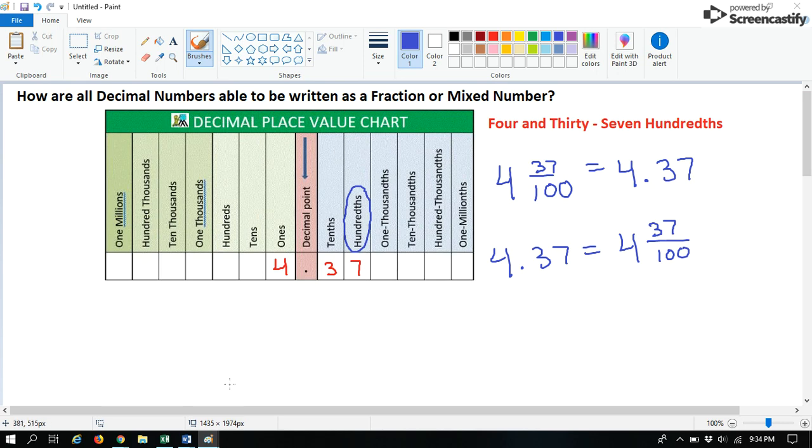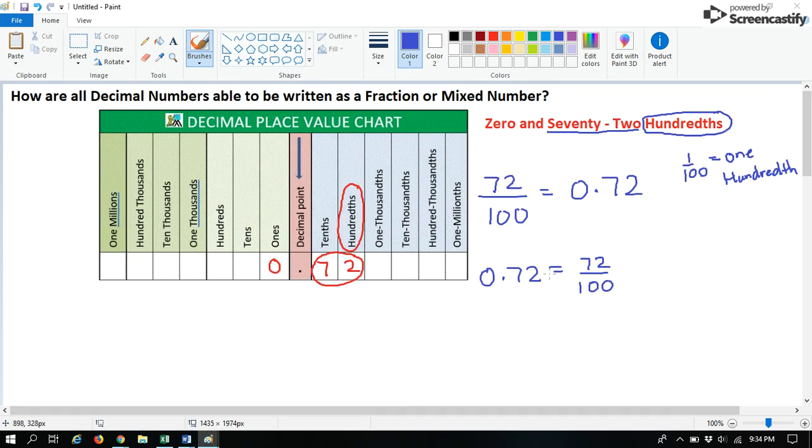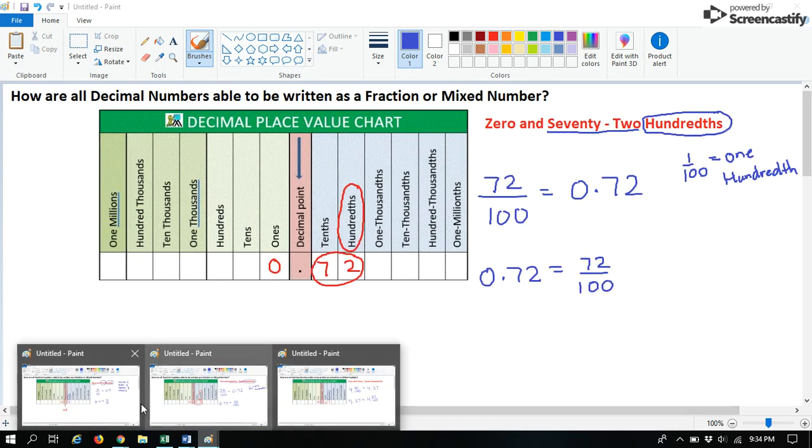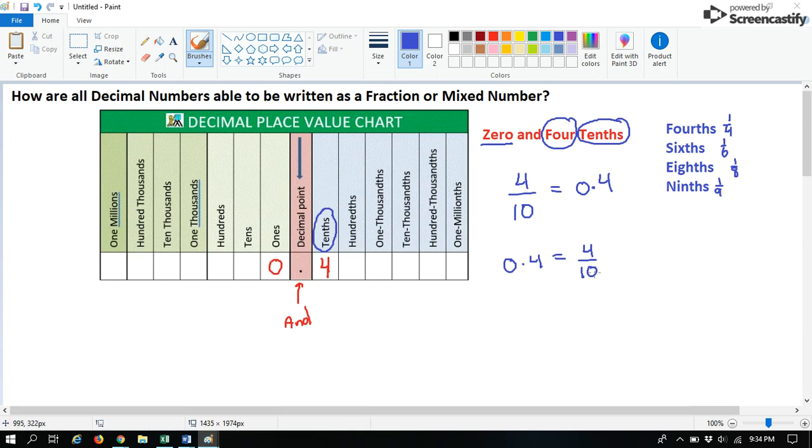So it's important. I think the more that we actually read or call out the words that make up the place values, it gets easier to go from fraction to decimal or decimal to fraction. And you notice when you're dealing with tenths, hundredths and thousandths, those become your denominator. If you're dealing with hundredths, your denominator is 100. If you're dealing with tenths, your denominator is 10.